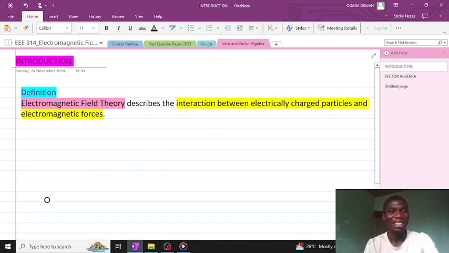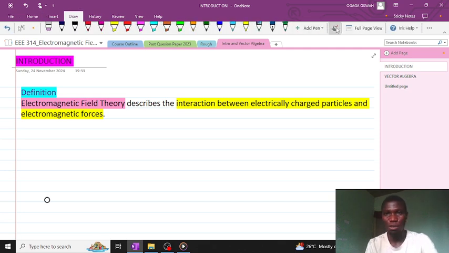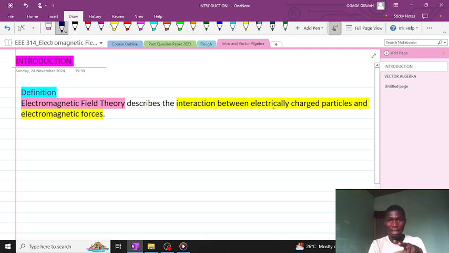We'll start with the definition of electromagnetic field theory, and the definition is straightforward. When we say electromagnetic field theory, we are talking mainly about interaction, and the interaction is between two things. One is electrically charged particles, and the other is forces, and the forces are electromagnetic forces.